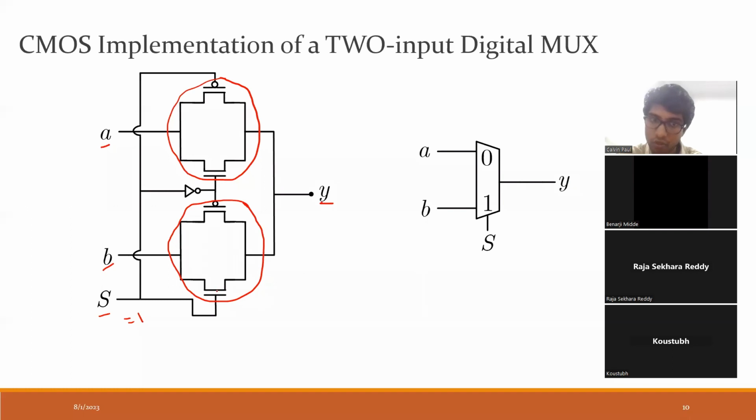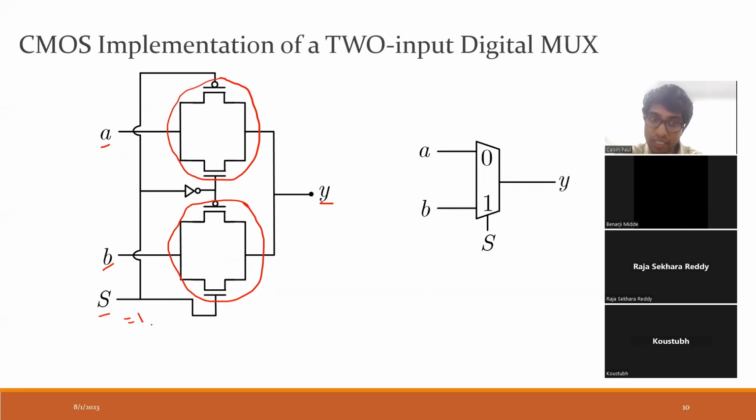That means this NMOS will be on. And S is 1, it goes to the NOT gate, it comes out 0. And for the PMOS, if you give input 0, this PMOS will turn on. So both of these are on, so this input B comes at the output Y. So this is one transmission gate.